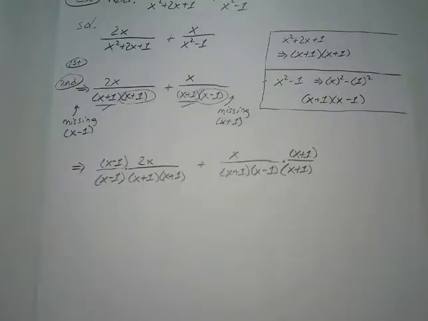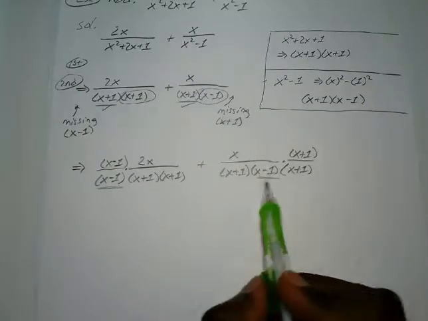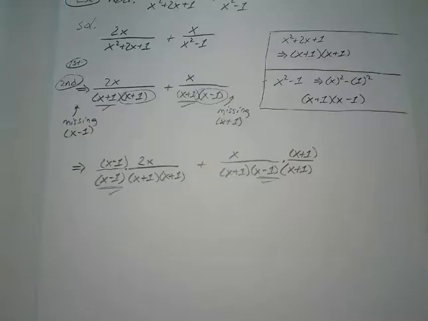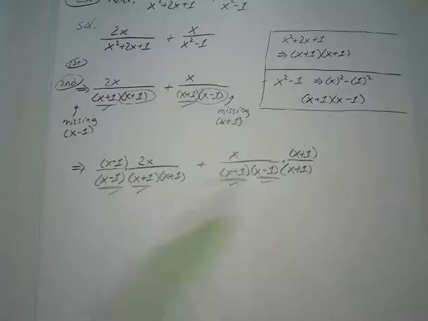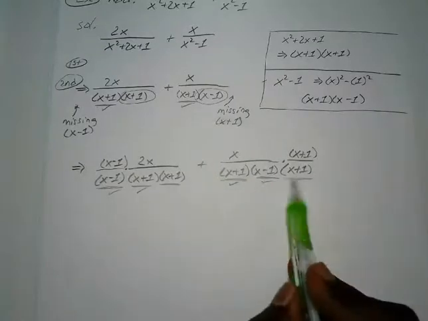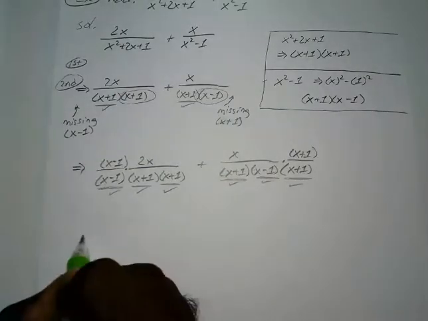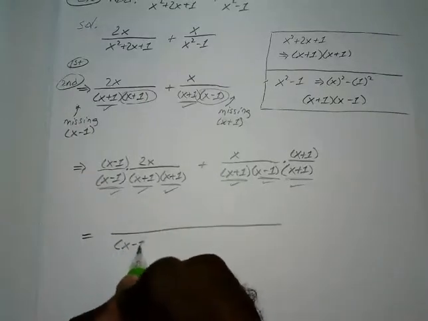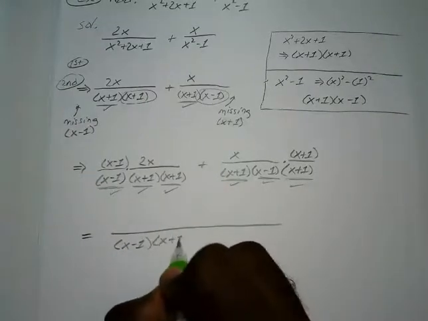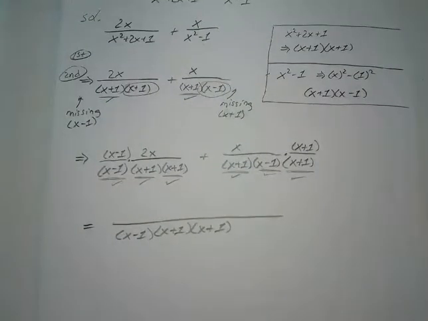Okay, so let's double check our denominator, make sure we have everything. So we have an x minus 1 here. We have an x minus 1 here, so we're good there. We have an x plus 1 here. We have an x plus 1 here. So we're good there. We have another x plus 1 and another x plus 1. So we're good there. So our denominators match up. So that means our answer will be something over x minus 1, x plus 1 times x plus 1, because that's our common denominator.